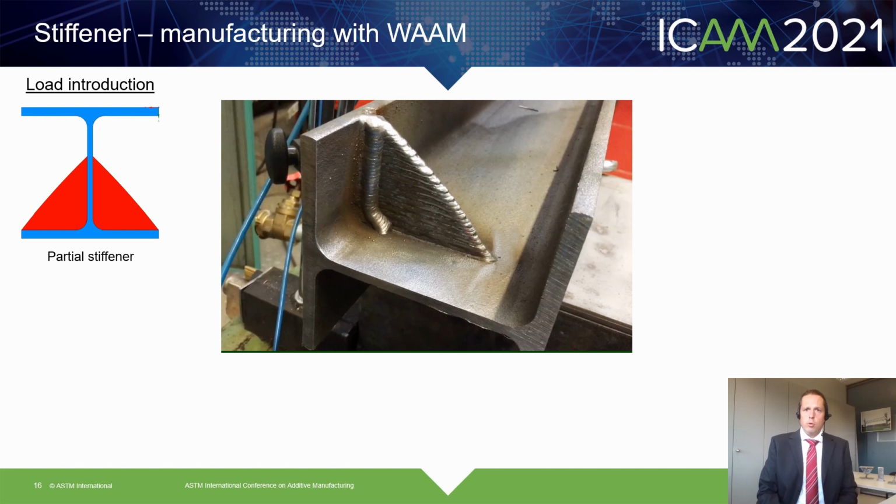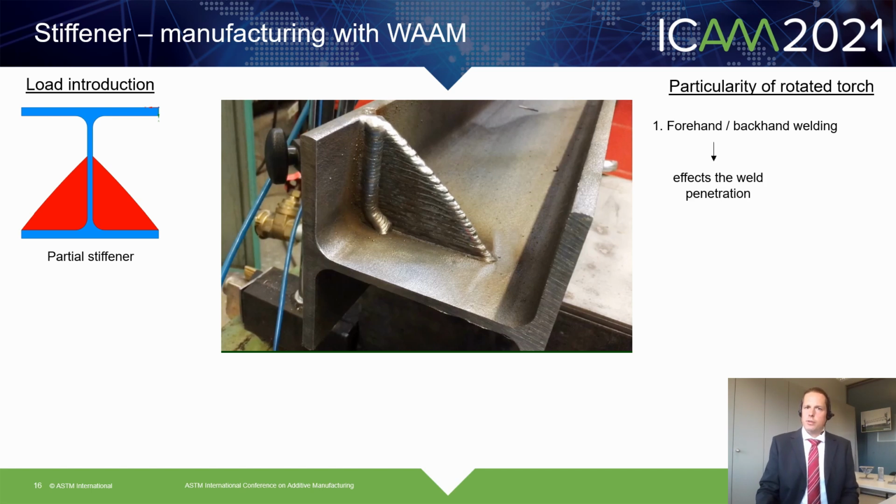The rotated torch leads to particularities which must be taken into account. Firstly, the forehand and backhand welding, which occurs here, affects the weld penetration or the remelting ratio. Forehand leads to more penetration and backhand to less penetration. So we have uneven conditions for each layer, especially in the area of the flange.